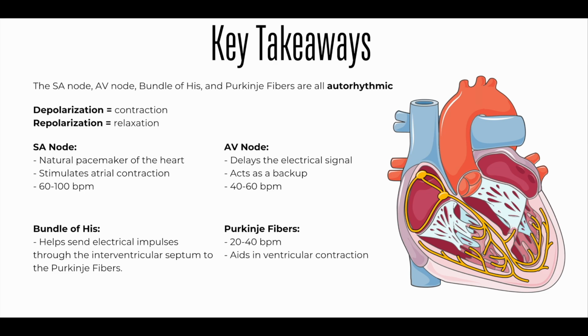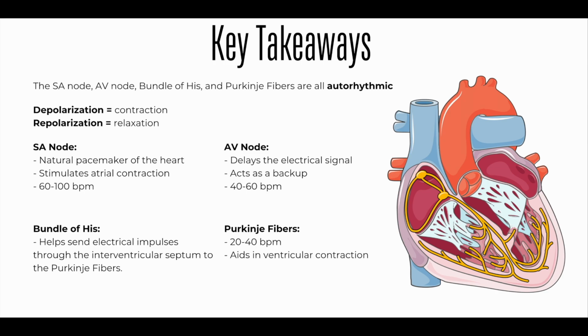Something also to note is that the Purkinje fiber generates an action potential of 20 to 40 beats per minute. This action potential allows the heart to keep beating in case all other nodes fail to propagate electrical impulses.